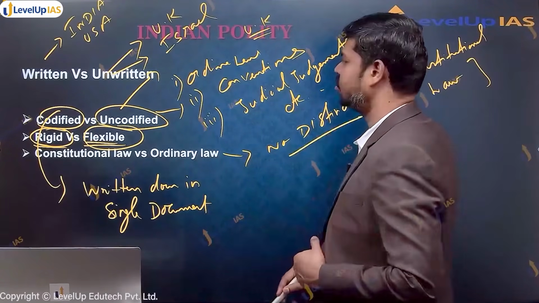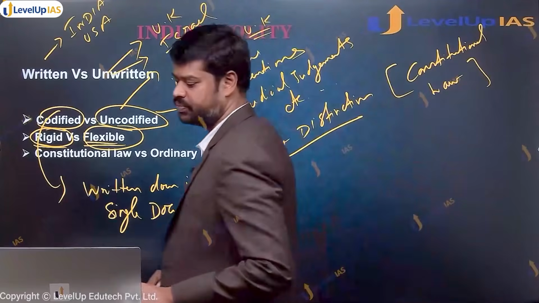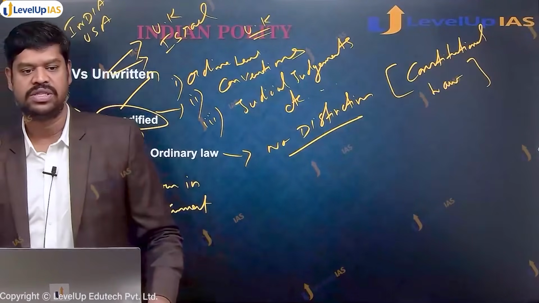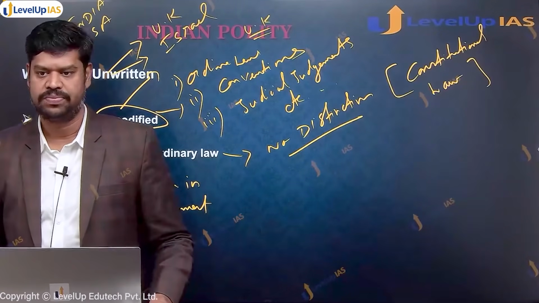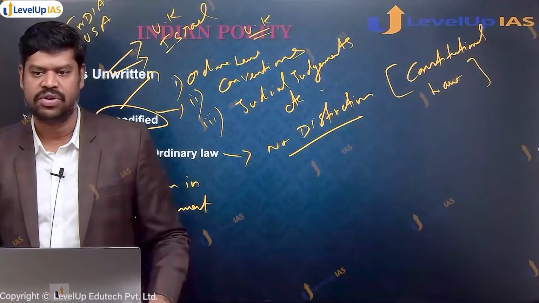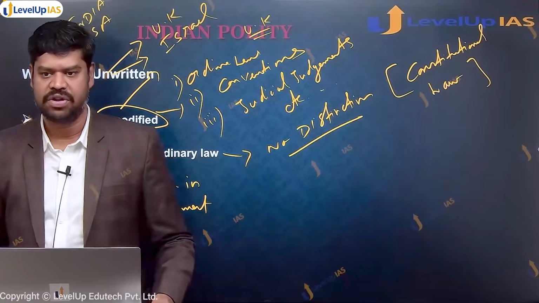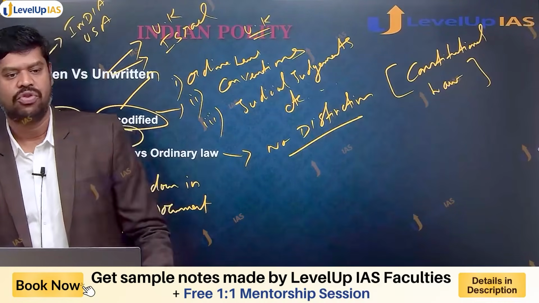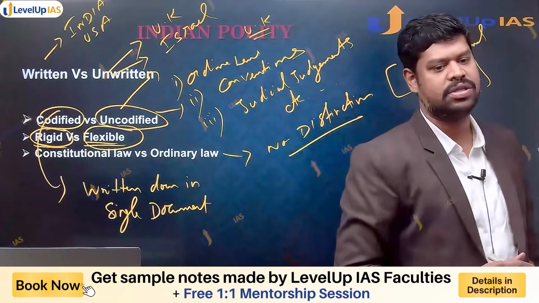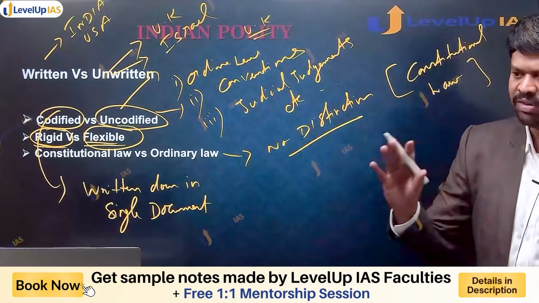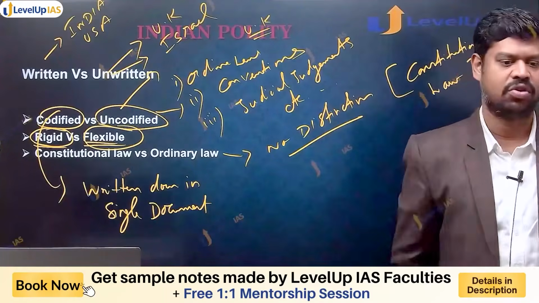There is no distinction between constitutional law and an ordinary law because the constitution itself consists of everything. The ordinary law is also part of their constitution. The judgments are also part of their constitution. The convention is also part of their constitution. Therefore, there is no distinction between what is called a constitutional law and what is called an ordinary law. Whatever is the law there, everything is part of their constitution.